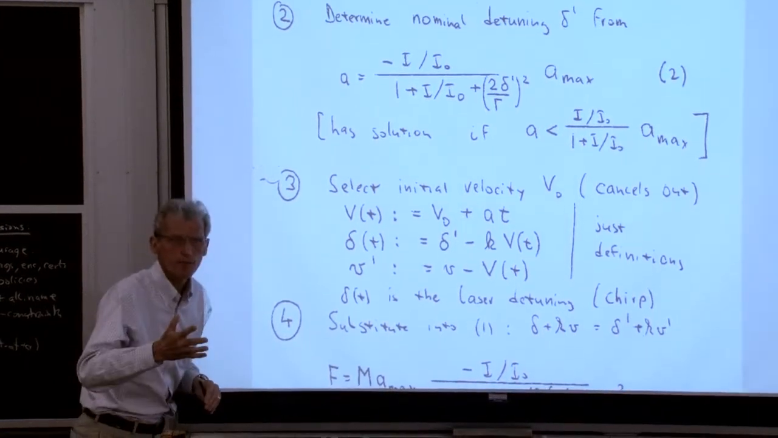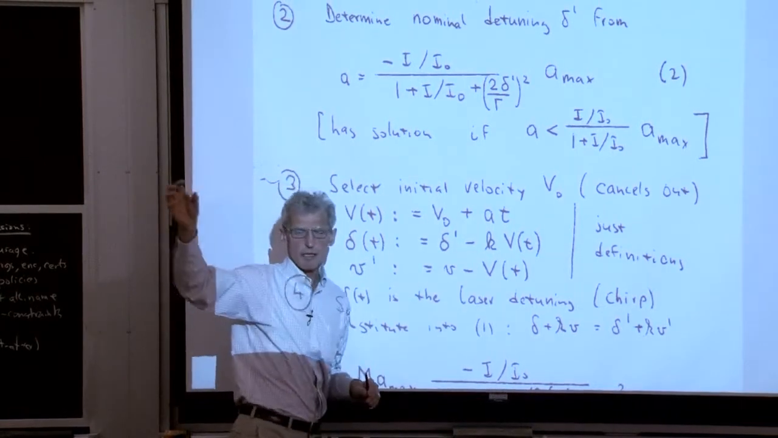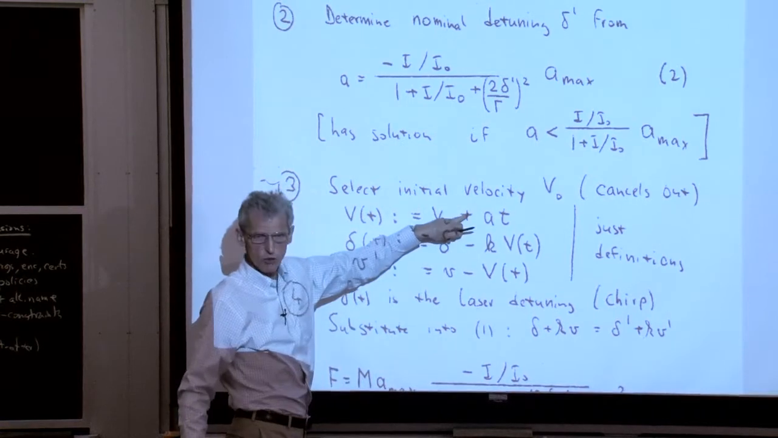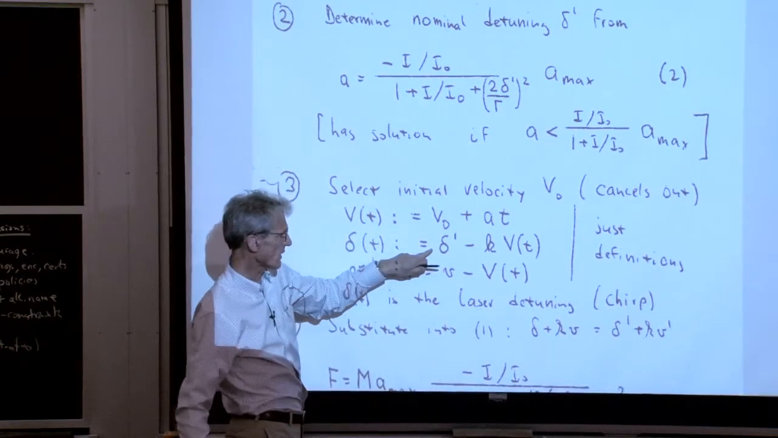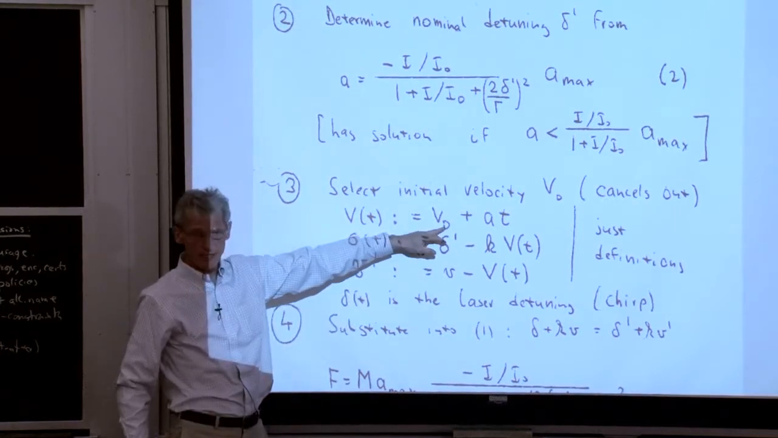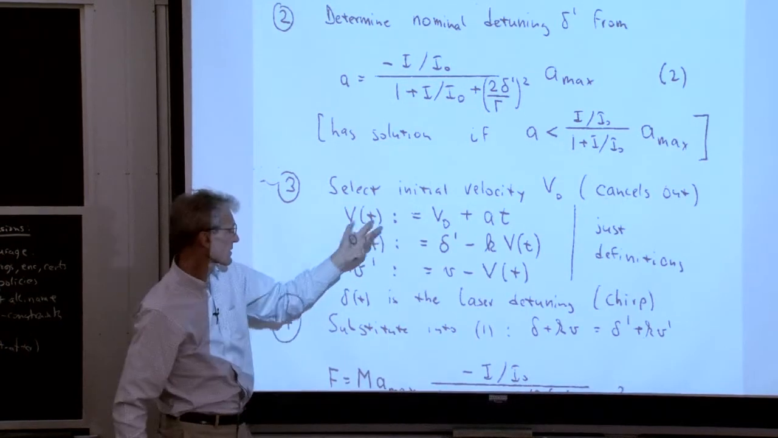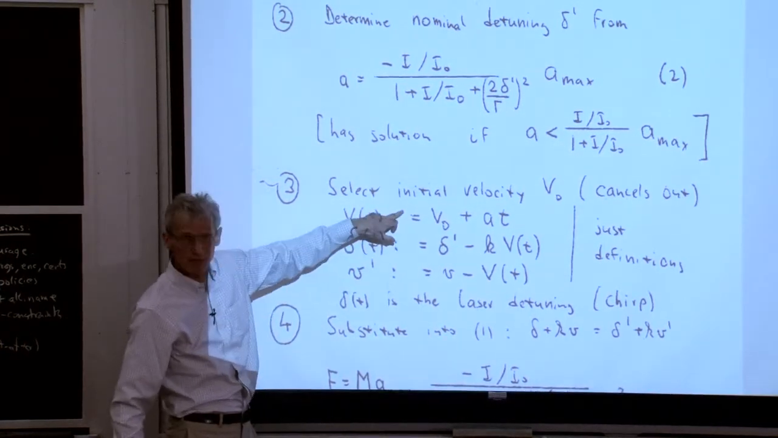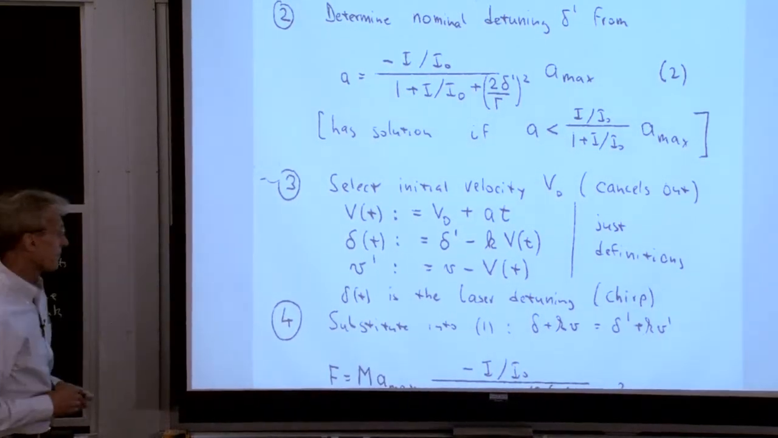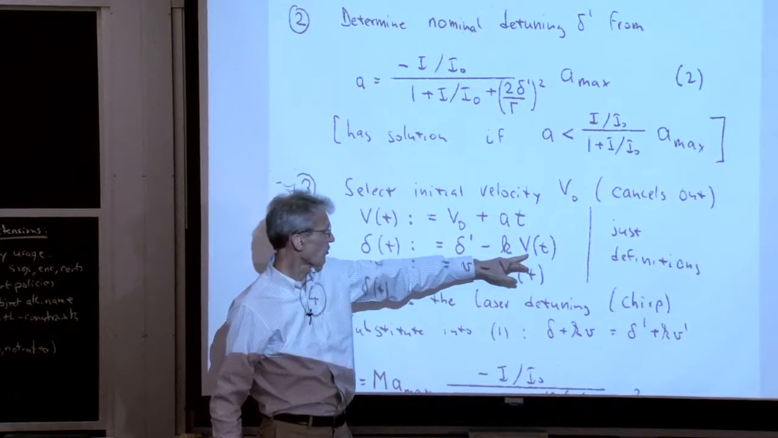I'm really solving the problem backwards for you. I first decide what should be the velocity trajectory of the atoms, how should the atoms slow down, and then I define what is the detuning which will result in that. That's the easier way to understand it. Of course, if you pick this detuning, the atoms will exactly do that. So, okay, but now what we are doing is the following.